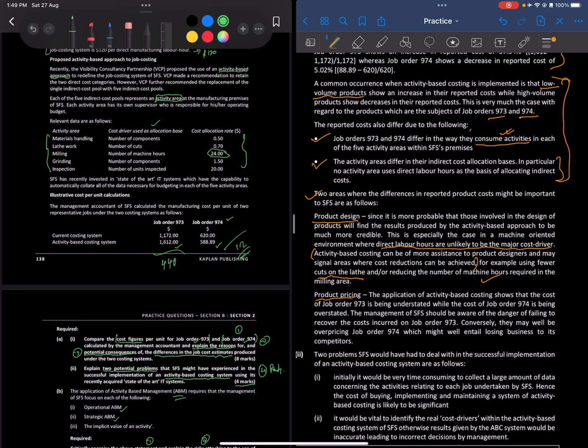For product pricing, it shows us that for job order 973, as you can see over here, the costs are being understated. Okay, the costs are being understated in this case. And then in case of job order 974, what is happening? It's being overstated, right? So what should the management of SFS be? They should be aware of failing to recover the cost incurred on job 973 because they are underestimating it.